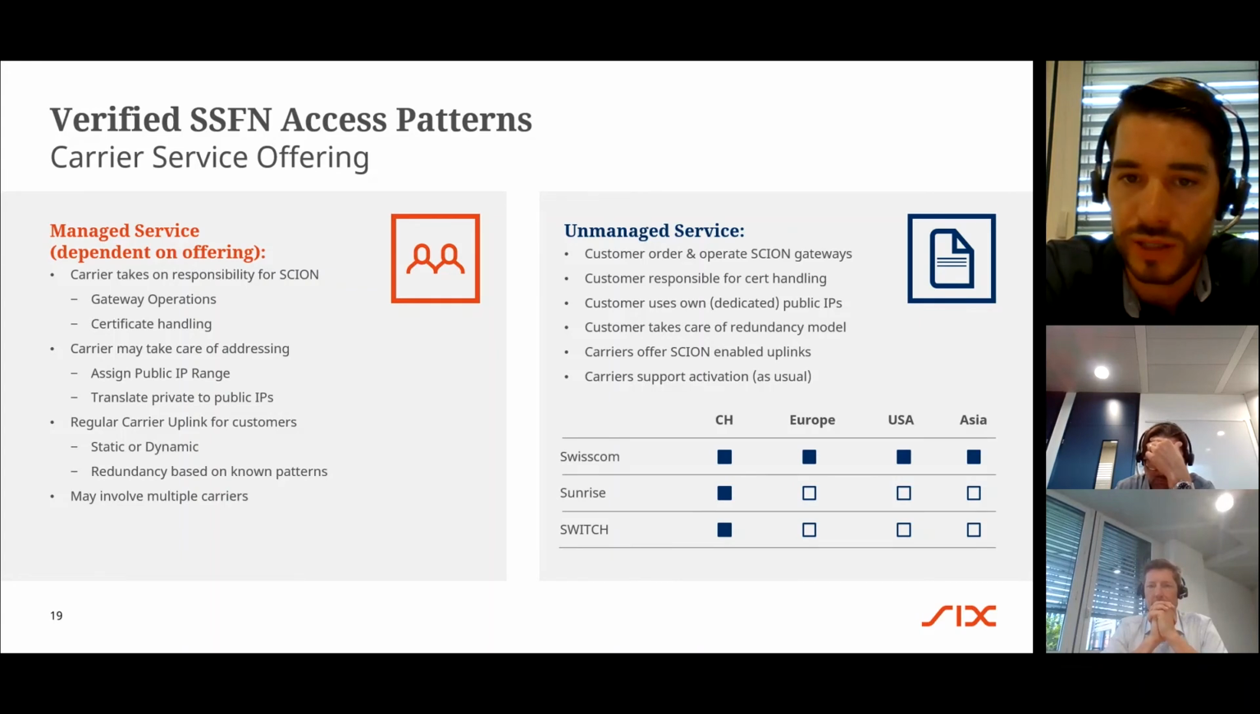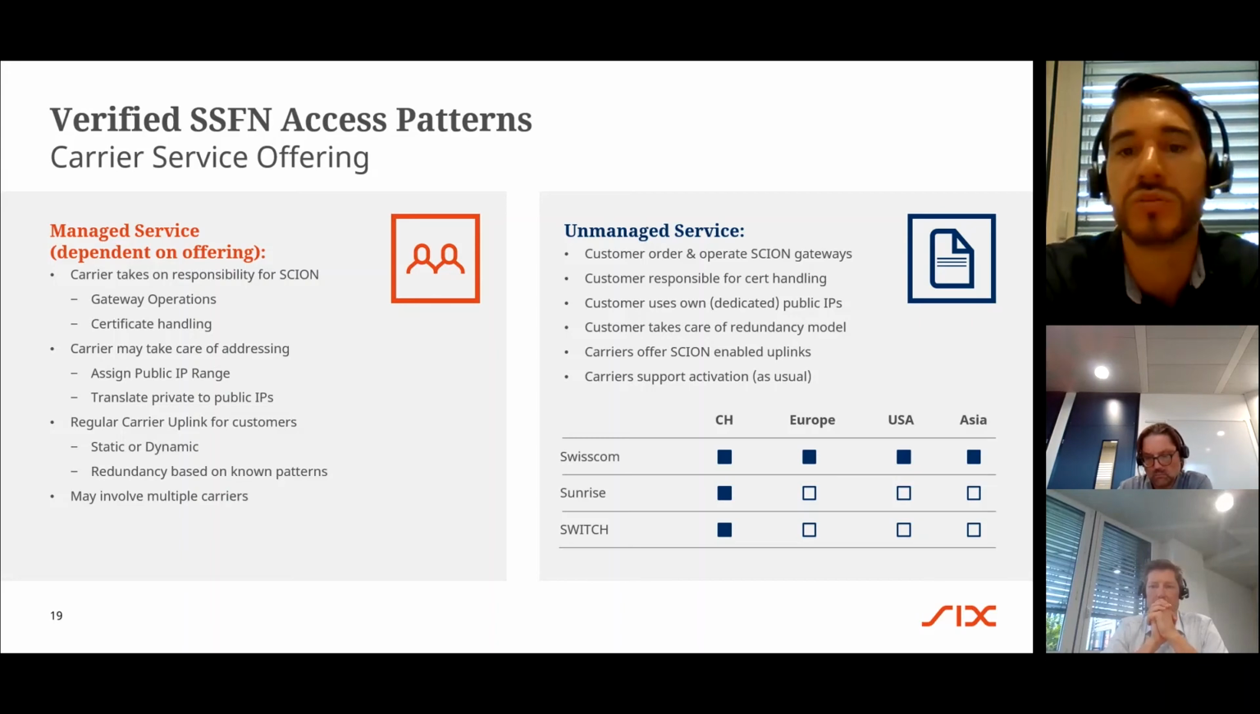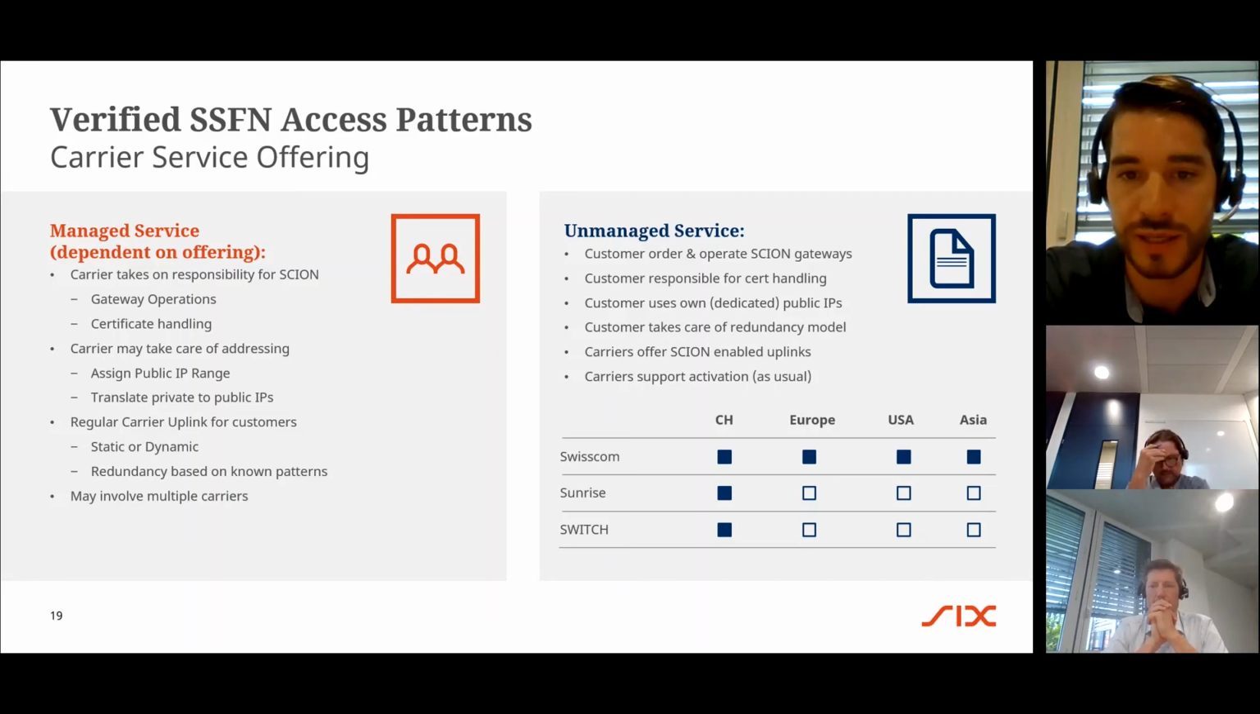Then we have, in contrary, the unmanaged service, where basically everything that I just said is done by yourself, whereas the carrier, of course, supports you with enabling the uplinks and with the activation, as we know it from other connections.